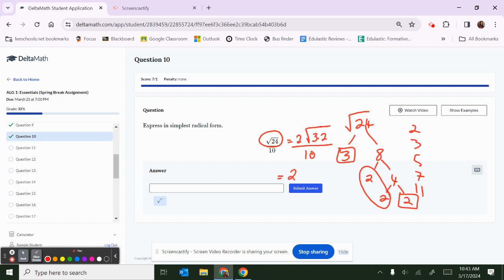So I'm going to rewrite because 3 times 2 underneath the square root will give me square root of 6 over 10. And I can simplify the 2 and the 10 because both are divisible by 2. 2 divided by 2 simplifies to 1. Rewrite your square root of 6. And 10 divided by 2 gives me 5. And this would have been the result.